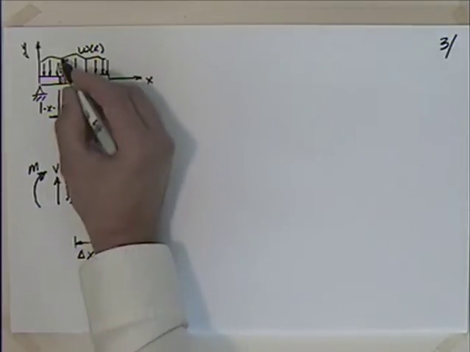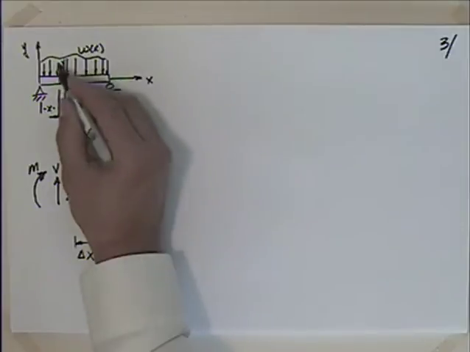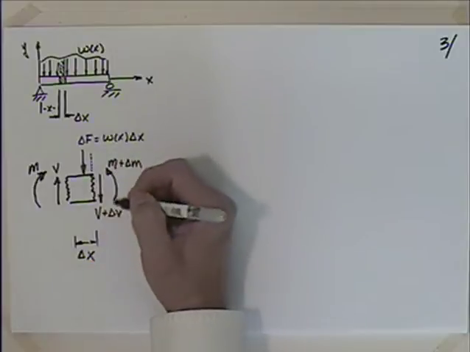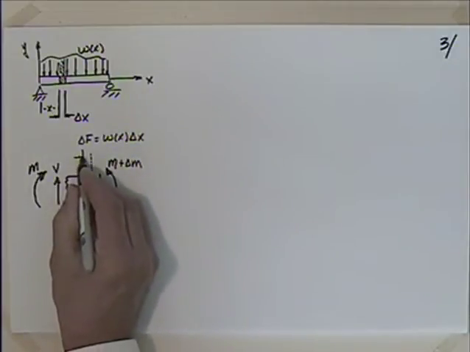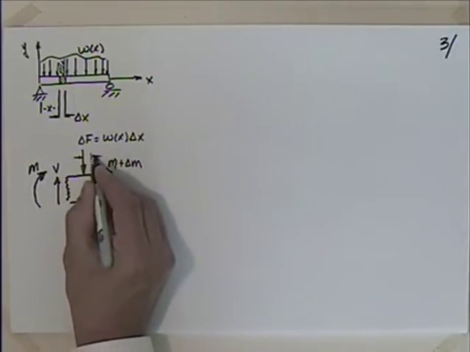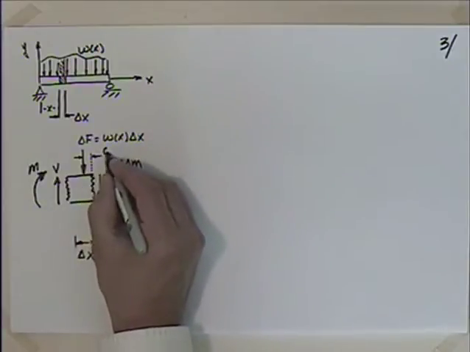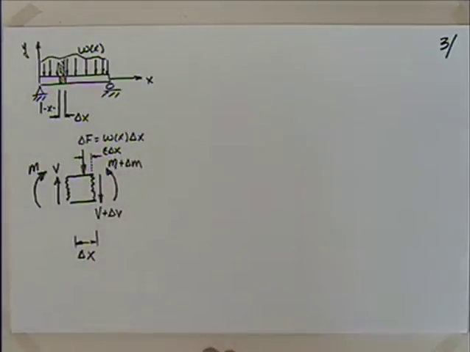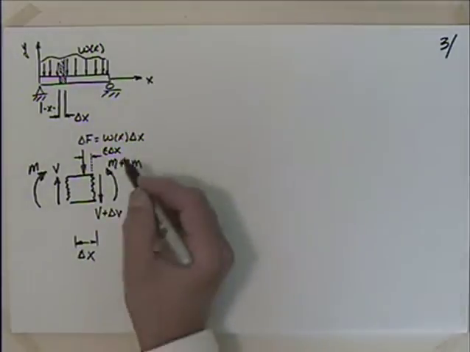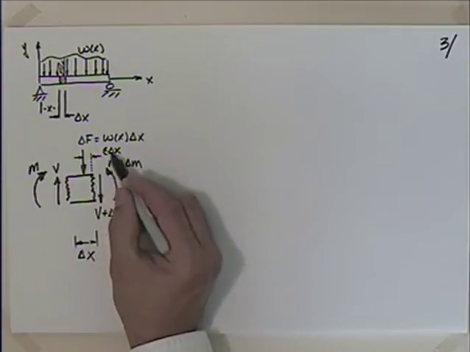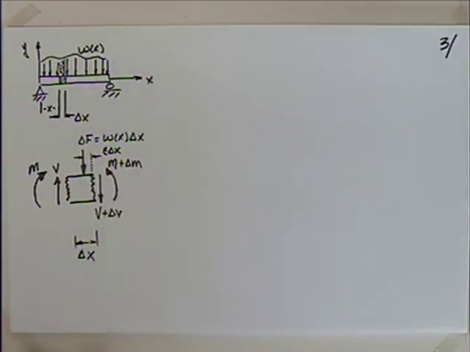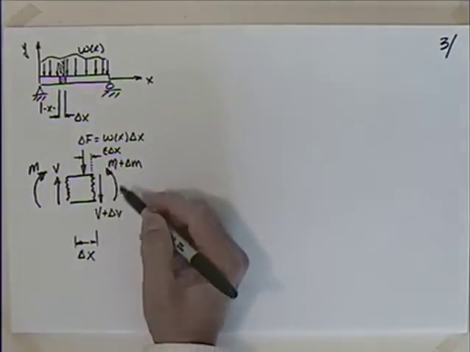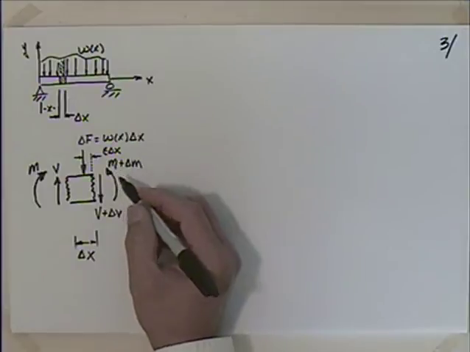Now, if it's a rectangle, it's going to act at the middle. If it's a triangle, it might act to one side or the other. So let me look at this distance here, and I'm going to say that this distance is epsilon times delta X. If epsilon is equal to a half, I'd know it was a rectangular load. If epsilon is equal to a third or 2/3, I'd know that it's triangular. That should give me something to work with.